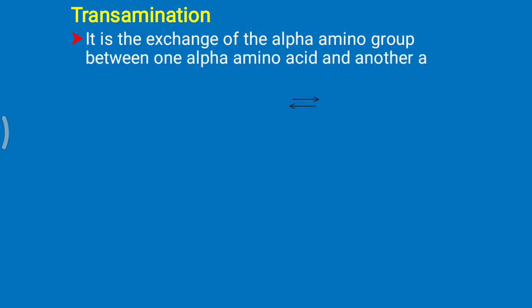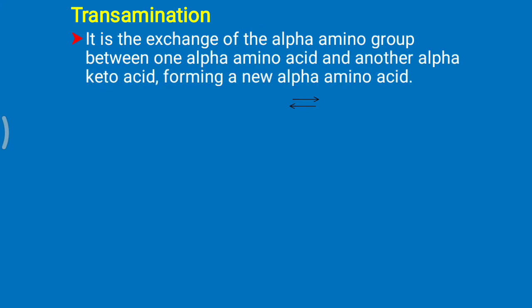So the first reaction is transamination. We have seen that transdeamination includes two reactions, transamination plus deamination. First, detail about the transamination. Now, what is the meaning of transamination? It is the exchange of alpha amino group between one alpha amino acid and another alpha keto acid, forming a new alpha amino acid.